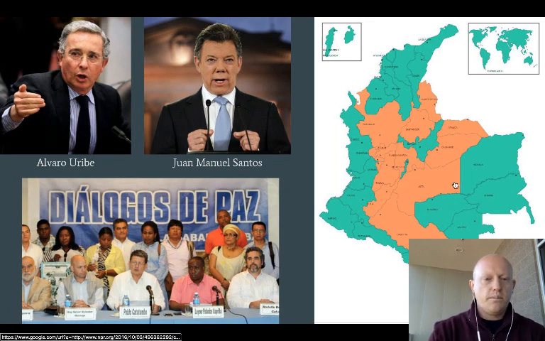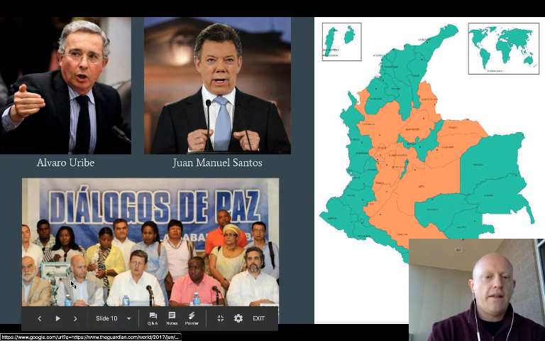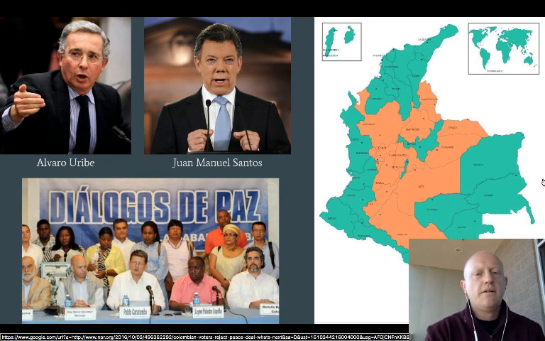And here's a group of the FARC who were at those negotiations in 2016, when they finally reached an agreement that would bring an end to the fighting. Uribe, who is still active in the legislature in Colombia, very vociferously opposed the peace deal.